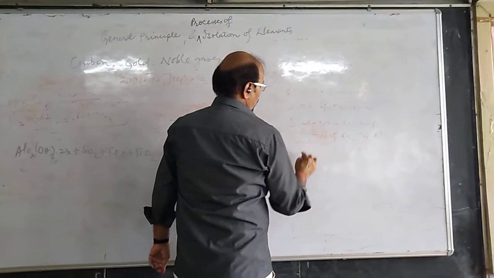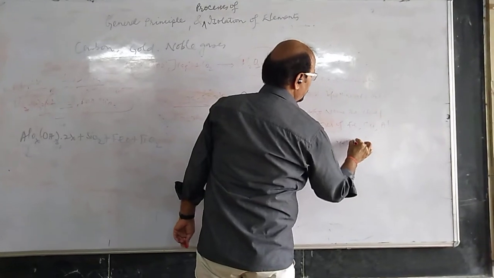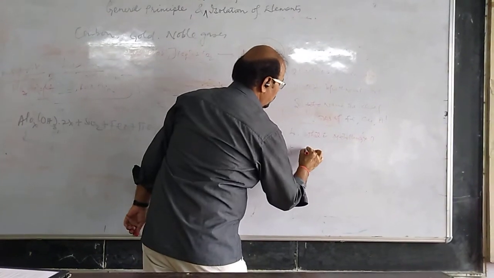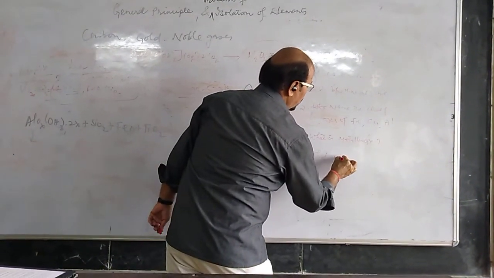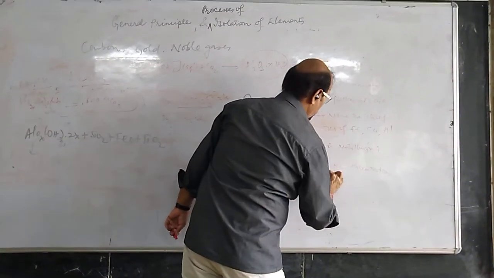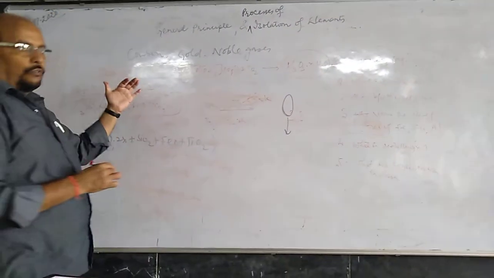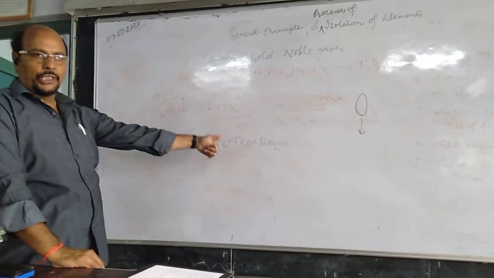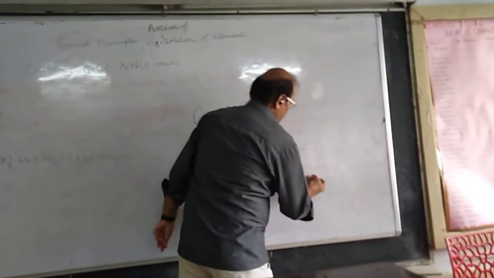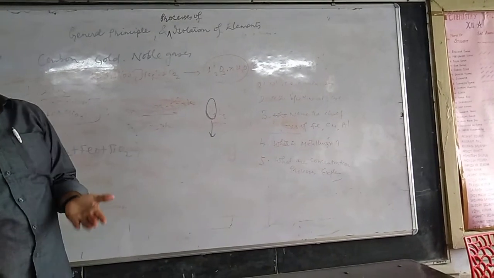Question 4: What is metallurgy? And 5: What are concentration processes? I told you four: hydraulic washing, magnetic separation, flotation process, leaching. Add the details of all these here and explain. So this is how you would be learning the chapter. Okay.